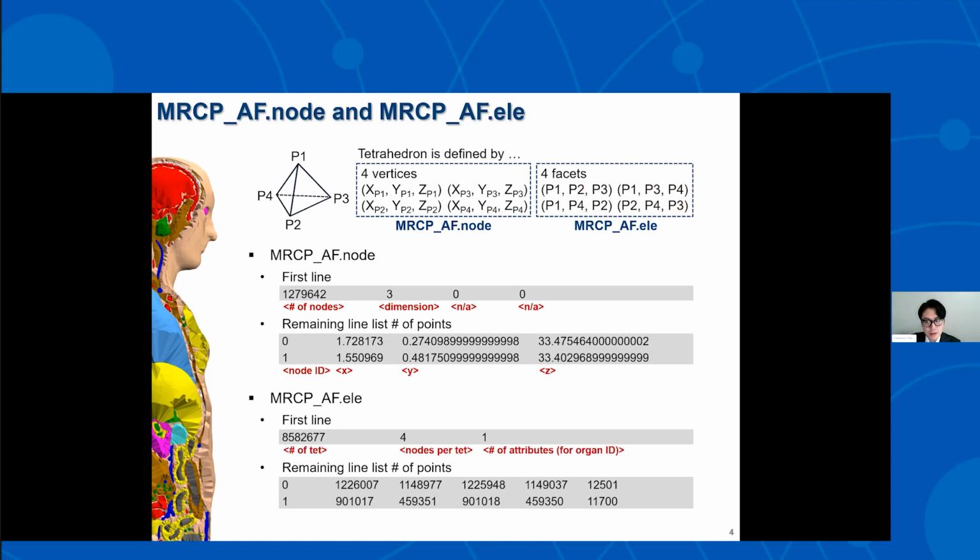In the first line of the element file, the number of tetrahedrons, nodes per tetrahedron, and the number of attributes are listed. Here, 1 is written as the number of attributes because each tetrahedron contains only one attribute information, the organ ID. The remaining lines are the data for each tetrahedron. In these lines, the tetrahedron ID, four node IDs making up each tetrahedron, and the organ ID assigned to each tetrahedron are listed.